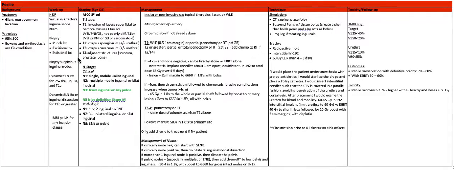Circumcision prior to radiation decreases side effects. Toxicity follow-up: 3600 centigray dose, target V125 less than 40%, V150 less than 20%, urethra V115 less than 10%, V90 less than 95%. Outcomes: penile preservation with definitive brachy is 70 to 80%, with external beam is 50 to 60%. Toxicity: penile necrosis in 3 to 15%, higher with interstitial brachy in doses of greater than 60 gray.